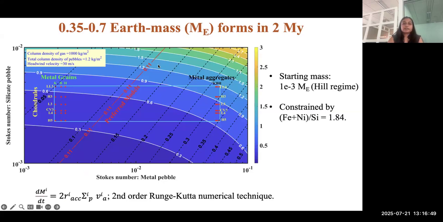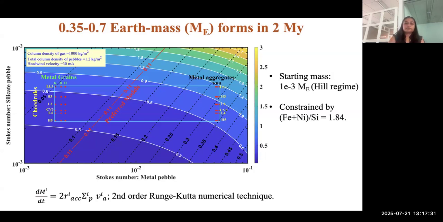So here in the x-axis, I have the Stokes number for silicate pebbles, and in the y-axis, I have the Stokes number for metal pebbles. Metal pebbles mean metal grains among all the chondritic components. And the silicate pebble is a singular pebble: I mixed all the other chondritic components except metal grain in their respective proportion that will match Earth's bulk chemistry to create one singular silicate pebble.